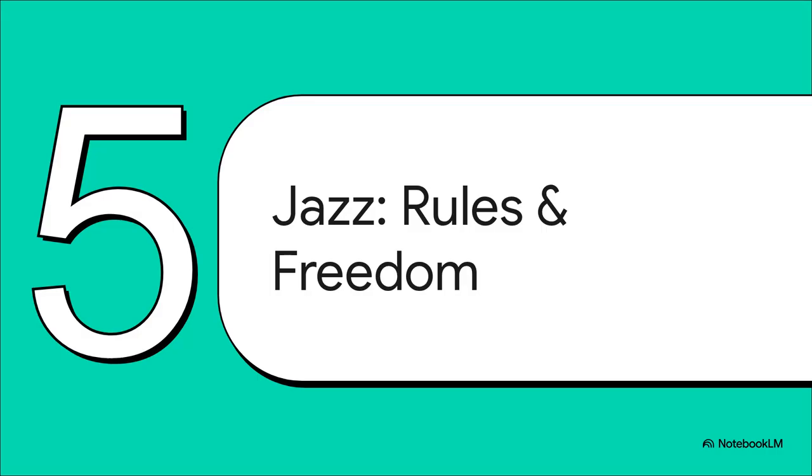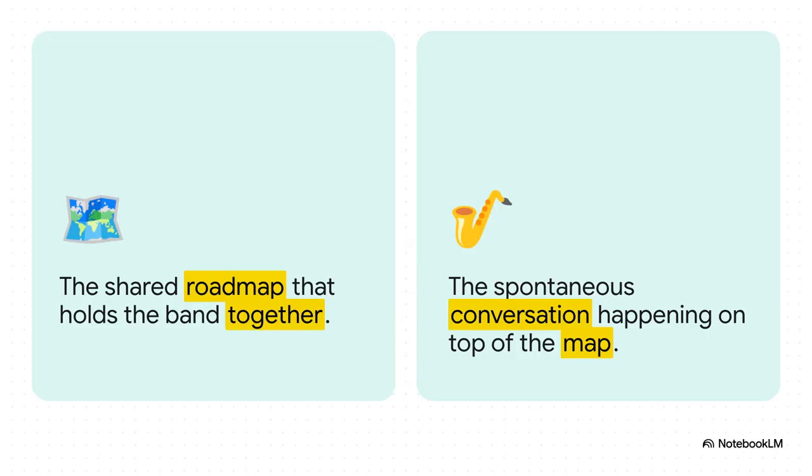All right, so we've seen a really complex form and a really simple one. But what happens when you smash them together? For that, we have to turn to jazz, the ultimate world where structure and freedom aren't enemies, they're partners. Jazz is famous for improvisation, right? Making music up on the spot. But it's not a free-for-all.